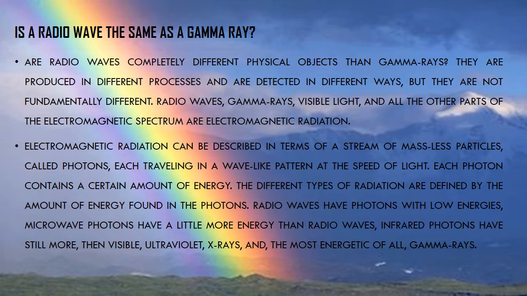Radio waves, gamma rays, visible light, and all the other parts of the electromagnetic spectrum are electromagnetic radiation. What is electromagnetic radiation? It can be described in terms of a stream of massless particles called photons, each traveling in a wave-like pattern at the speed of light. Each photon contains a certain amount of energy. The different types of radiation are defined by the amount of energy found in the photons.